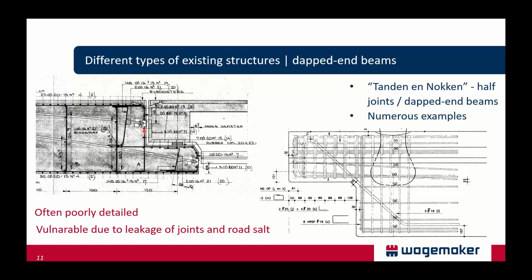Due to this structural detail, a gap in between the beam's head and the supporting structure is present, so we need a joint. But joints are typically vulnerable due to leakage, which may result in damage due to the icing salts or road salts, which are dripping from the top side into this zone.